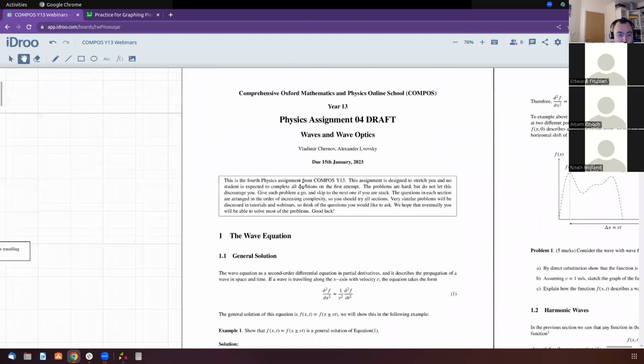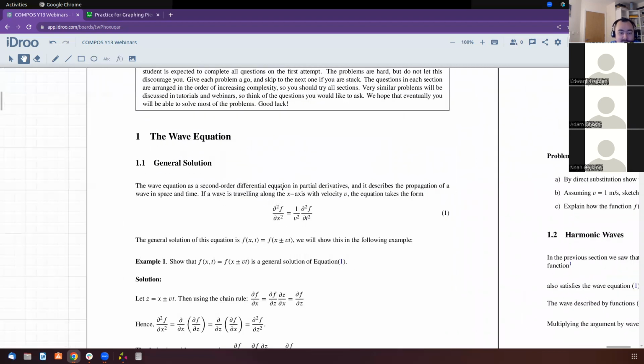The first thing is the wave equation. Now, in school, you might have been taught that the wave equation is this: v equals frequency times lambda. Well, it is an equation related to waves, but the true wave equation is this. It's a differential equation of the second order, and this equation describes a wave propagating at velocity v.